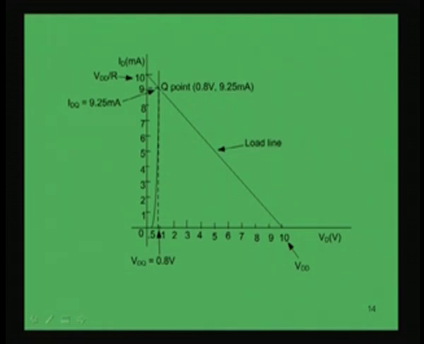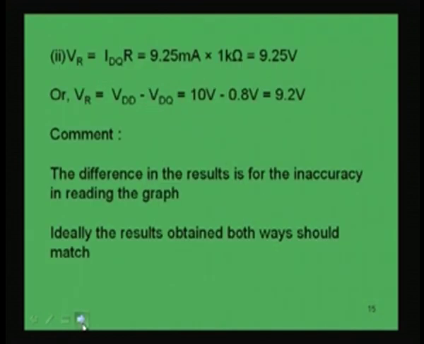So, this Q point is defined by 0.8 volt and 9.25 milliampere. So, this is the operating point. That means, the circuit current at that particular operating point is 9.25 milliampere and the voltage across this diode is 0.8 volt. Now, what about the voltage VR? That has to be found out.